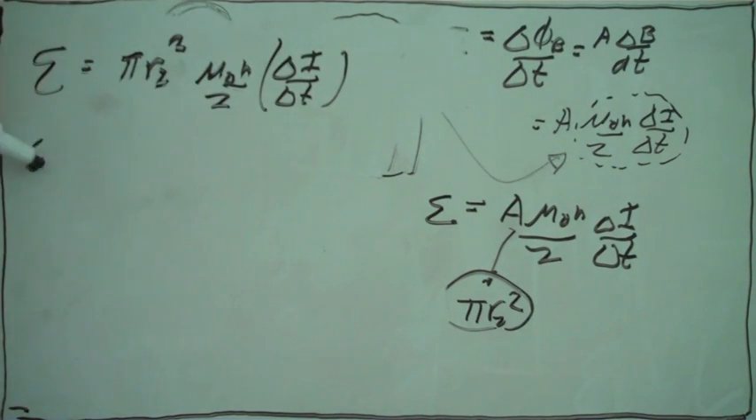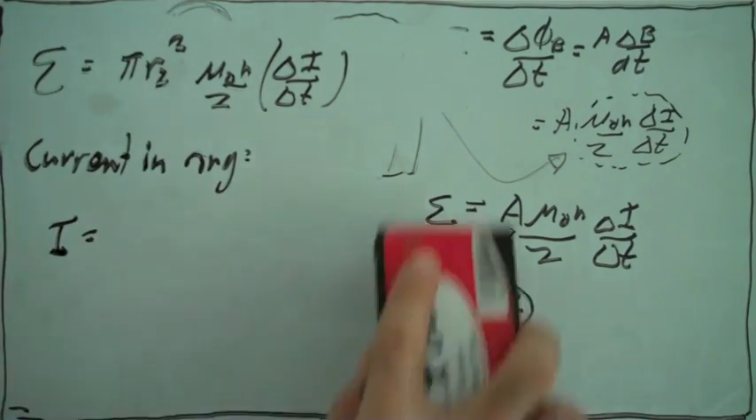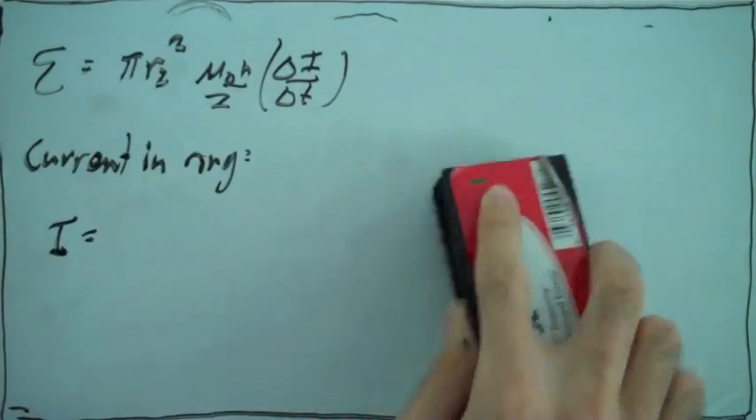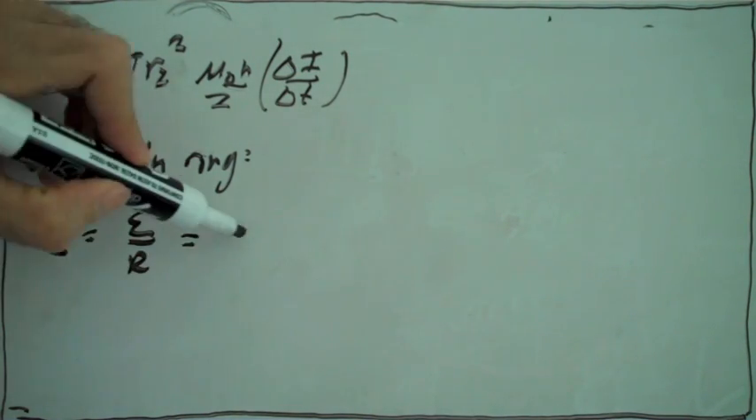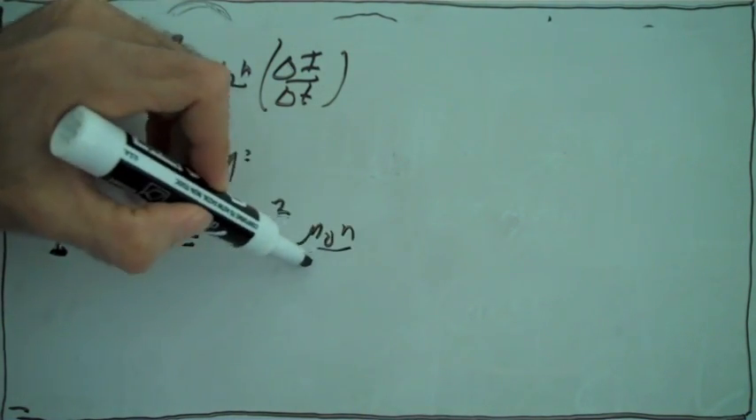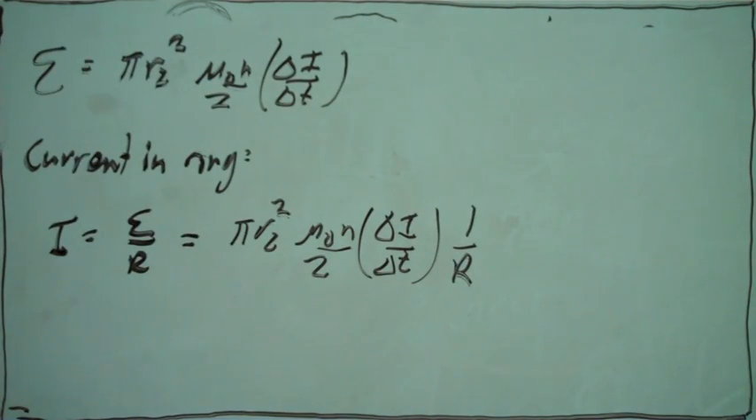And if we want to know the current in that ring, we just divide the induced EMF by the resistance of that ring. So we just write down the equation we have for the induced EMF and divide it by the resistance. And that's the current in the ring.